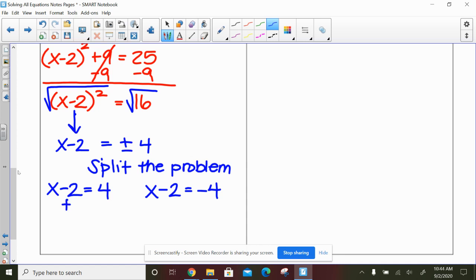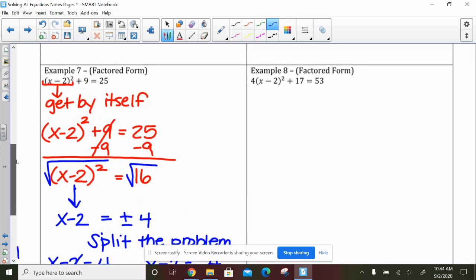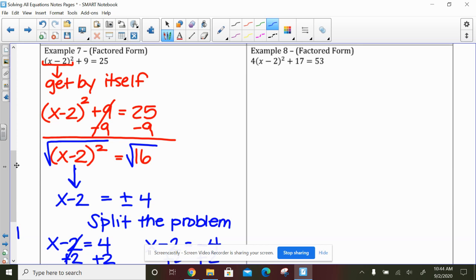Here I'm adding 2 to both sides, and x equals 6. Adding 2 to both sides here, and x equals negative 2. And these are your final answers to that problem. Okay, so let's take a look at the last example. So same sort of thing.